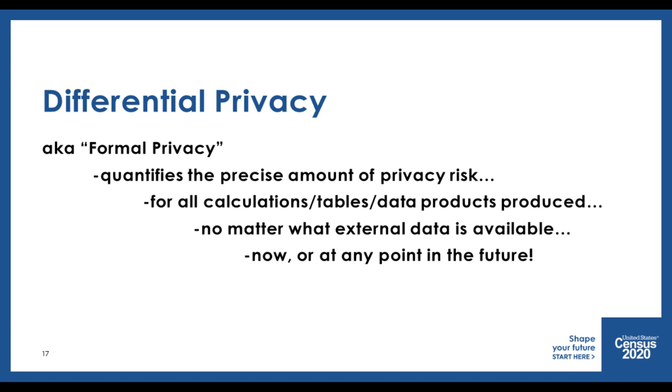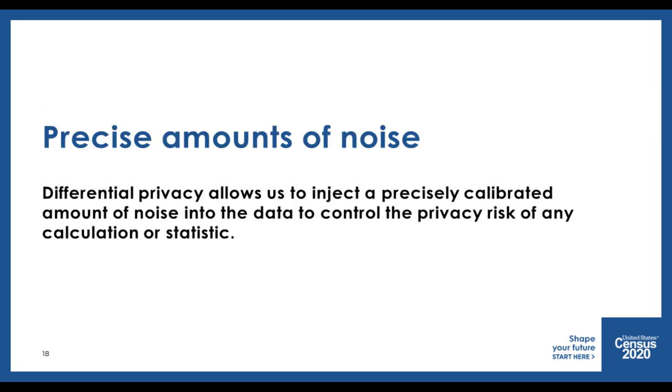Differential privacy, also known as formal privacy, is a framework for quantifying the precise amount of privacy risk for all calculations, tables, and data products that you publish, no matter what third-party data is available to use in a re-identification attack, now or at any point in the future. Said slightly differently, formal privacy as an approach allows you to precisely measure and mitigate the leakage of private information in your published statistics. By quantifying that risk, known in the DP literature as the sensitivity of the calculation or query, differential privacy allows us to mitigate that risk to an acceptable level by injecting precisely calibrated amounts of statistically neutral noise to those calculations.